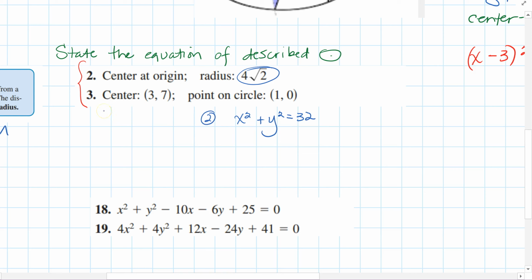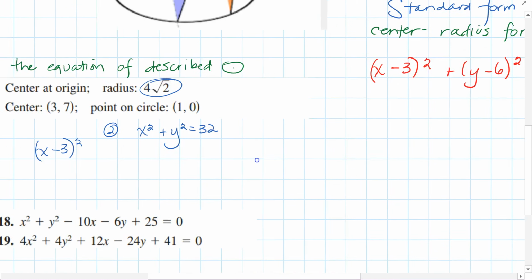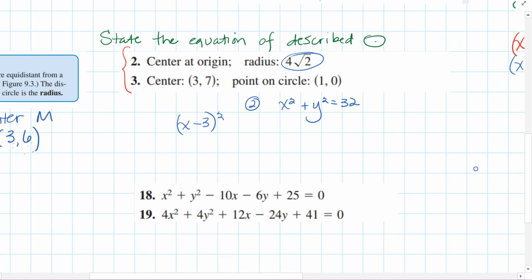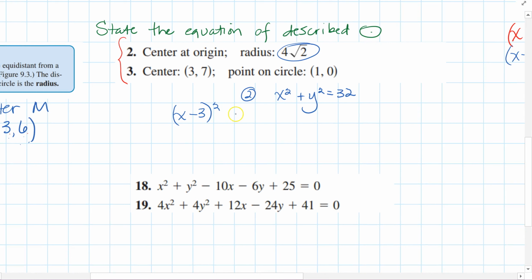On number 3, given this center, the front part is easy. It's x minus 3 quantity squared, because you always denote negative h, k in this equation. I guess I could have written x minus h quantity squared plus y minus k quantity squared equals r squared. Okay, back here, x minus 3 plus y minus 7 quantity squared is equal to, now to find your radius, you are actually going to have to find the distance between this point on the circle, because they're all equidistant to the center. So any point on the circle will do.